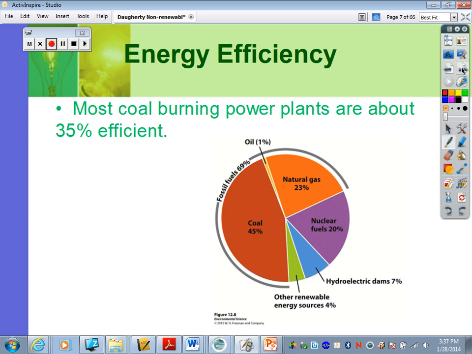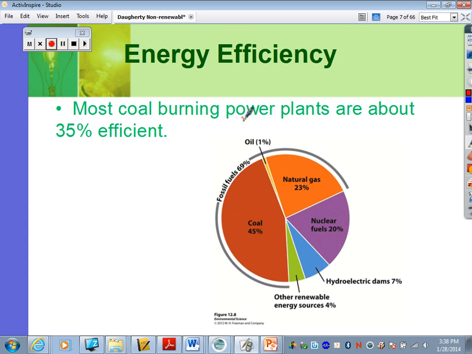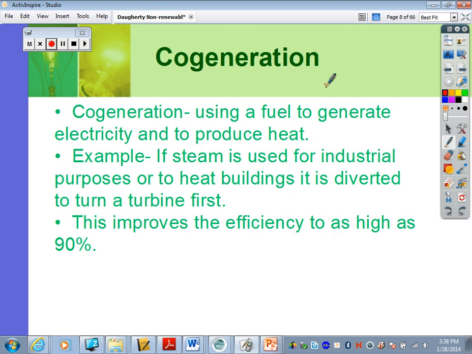Okay, energy efficiency. We just touched on this when I looked at that other diagram that showed the movement from place to place. When we think about a typical coal-burning power plant, it's usually only about 35% efficient. Okay, so not very efficient.